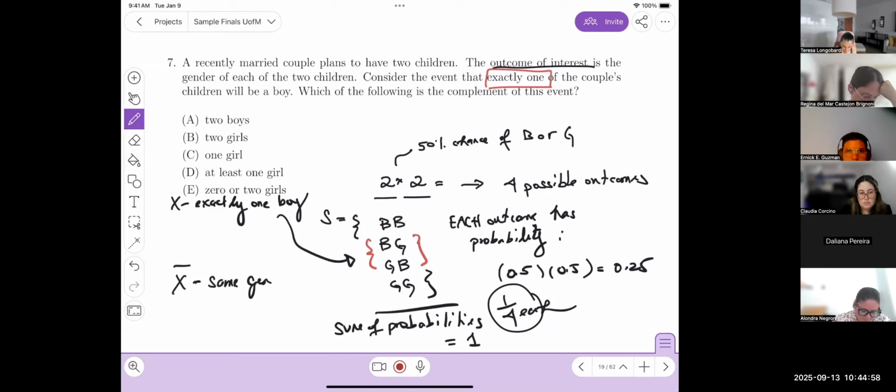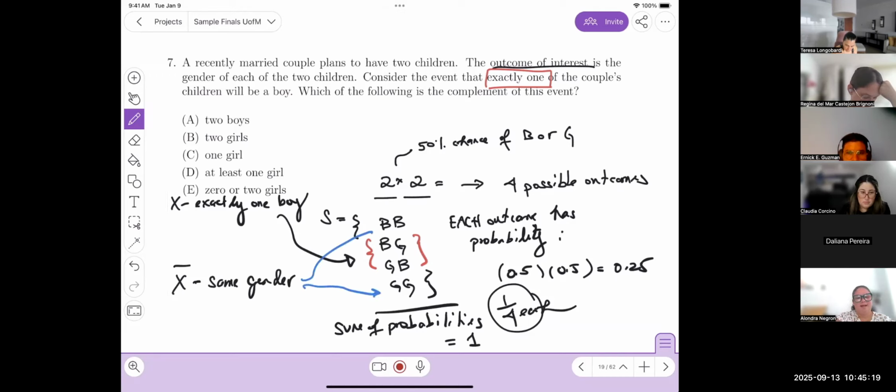Which of the following is the complement of this event? 2 boys, 2 girls, at least 1 girl, 0 or 2 girls. Okay, so that makes the most sense. Same gender. It's a little bit head spinning here.